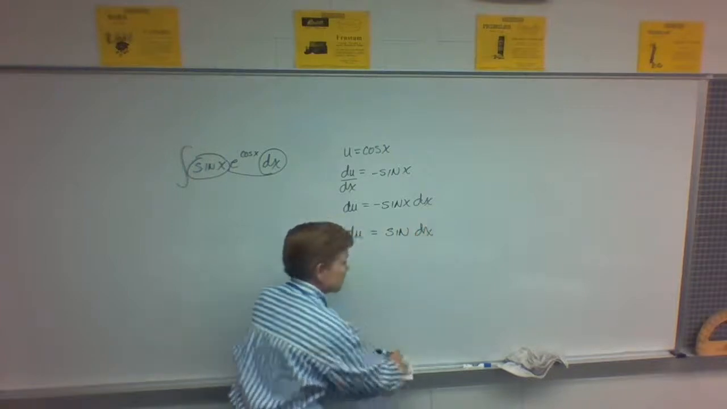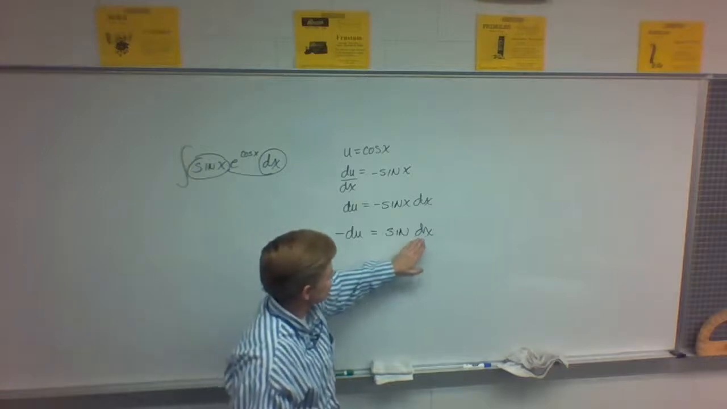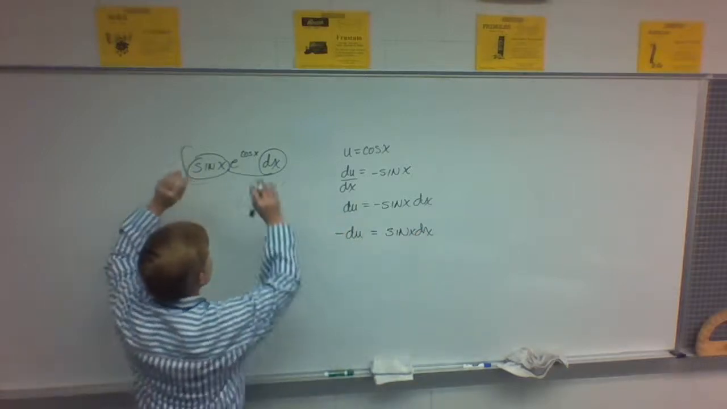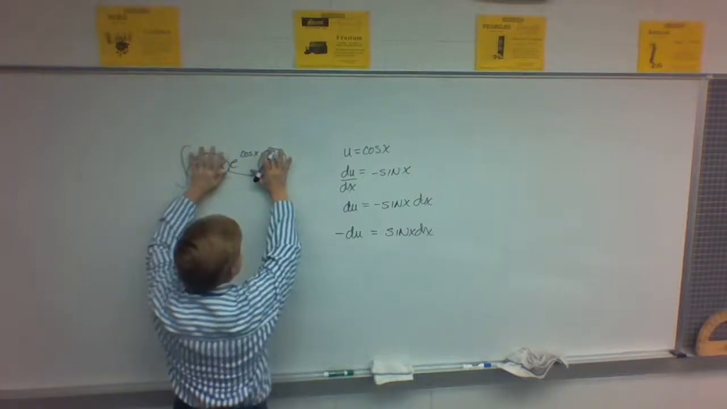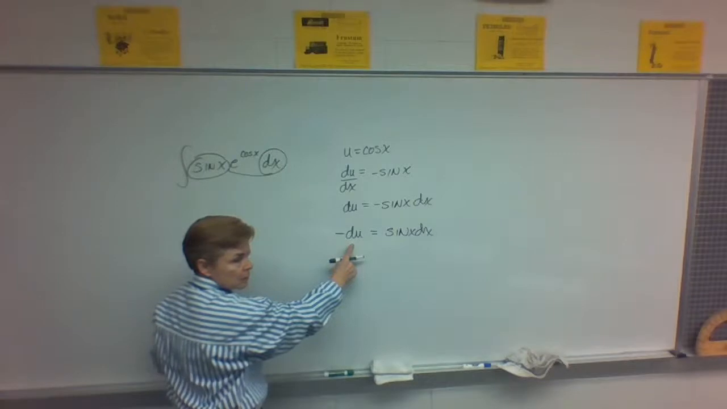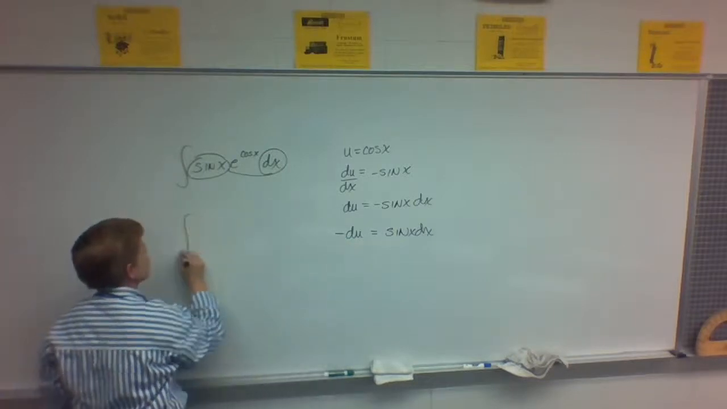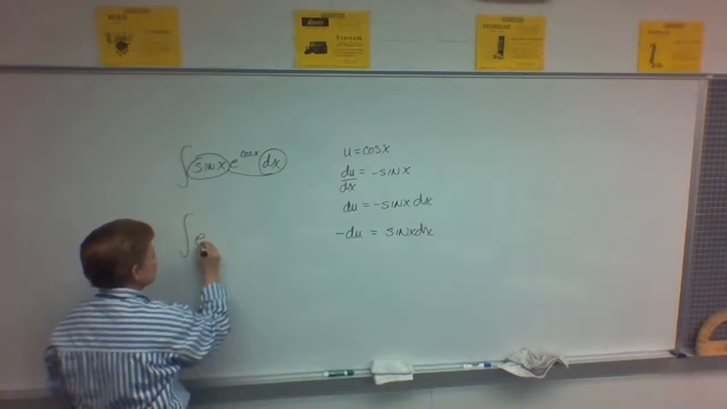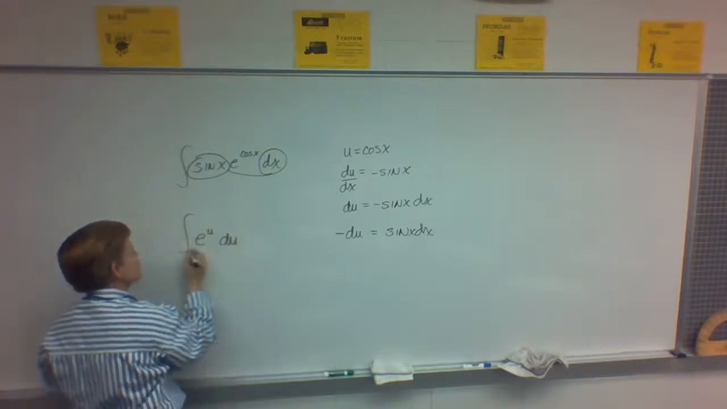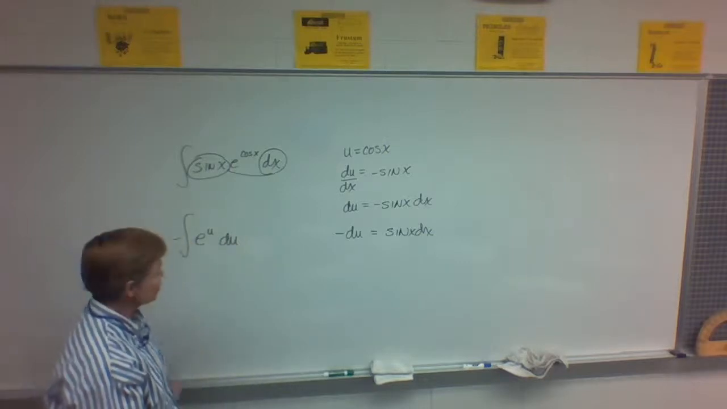Okay, so the objective was to find something that has a dx with it that I can multiply dx by, that's also in here, and I can replace the whole product with negative du. So what I have now is the integral of e to the u, du, with the negative out here. Look how much easier that is to do.